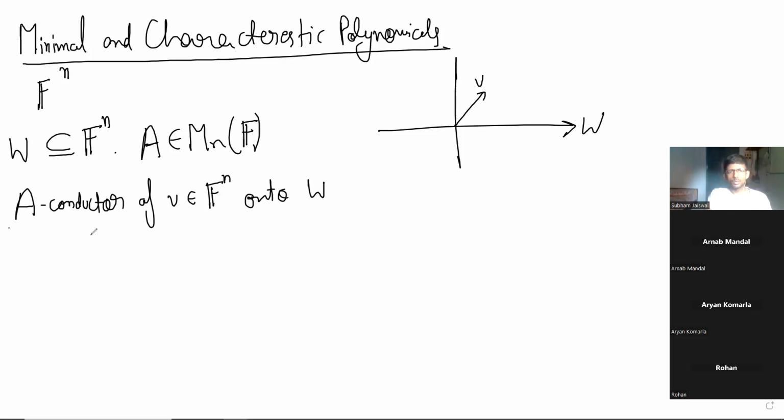The conductor of A from V into W is equal to all those polynomials g(x) such that g(A) applied to V goes into W. Where it goes exactly we are not concerned with; our concern is only whether it goes into W or not. Such that g(A)V is in W.